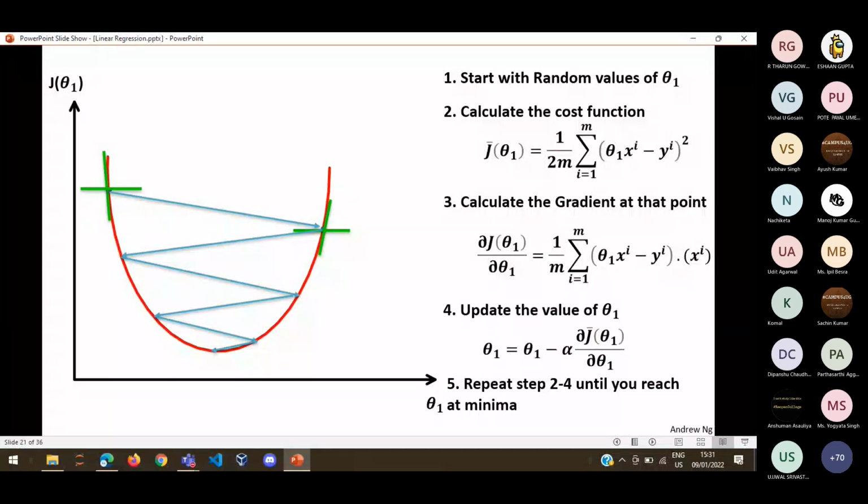Sir, what is alpha? Alpha is your learning rate. I will tell you about it more in the further slides. It is the step size. I didn't get that 4 point, the update of the value of theta, that formula.